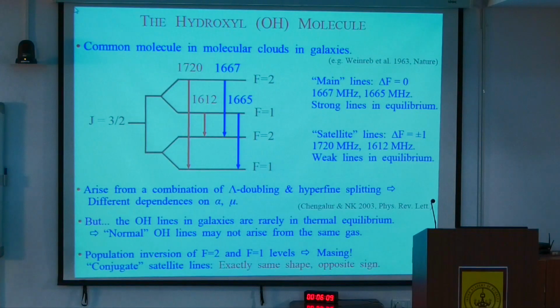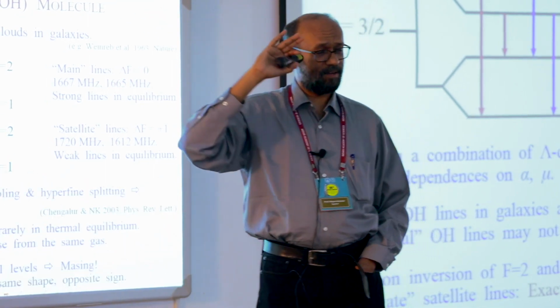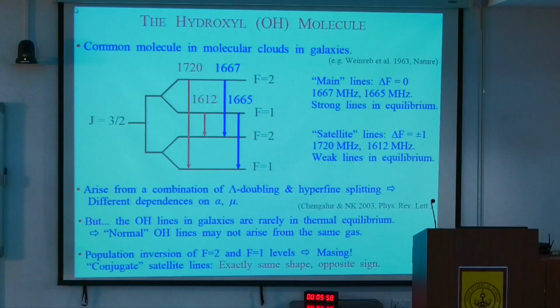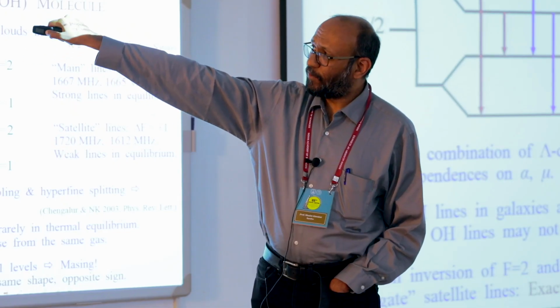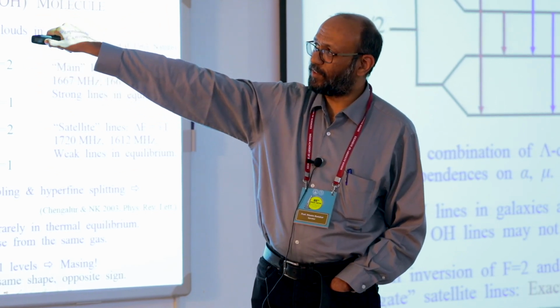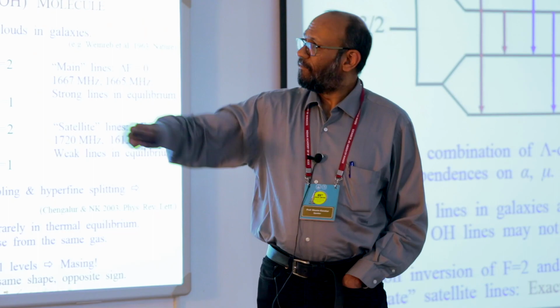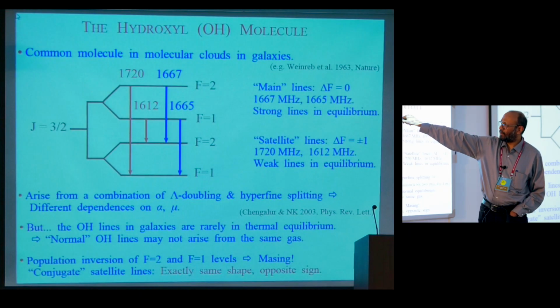So what is the hydroxyl molecule? The hydroxyl molecule is a completely boring, common or garden molecule in galaxies. It is the first molecule, in fact, which was identified in the interstellar medium, in 1963 by Sandy Weinreb. And this is the 2π J equal to 3/2 ground state, which breaks up because of lambda doubling into 2 states, and which further breaks up because of hyperfine splitting into 2 more states. Each lambda doubled line breaks up into 2 states. And so you wind up with 4 different spectral lines within the ground state, which are at frequencies of 1667 megahertz with a lot of decimal places, 1665 megahertz, 1720 megahertz, and 1612 megahertz.